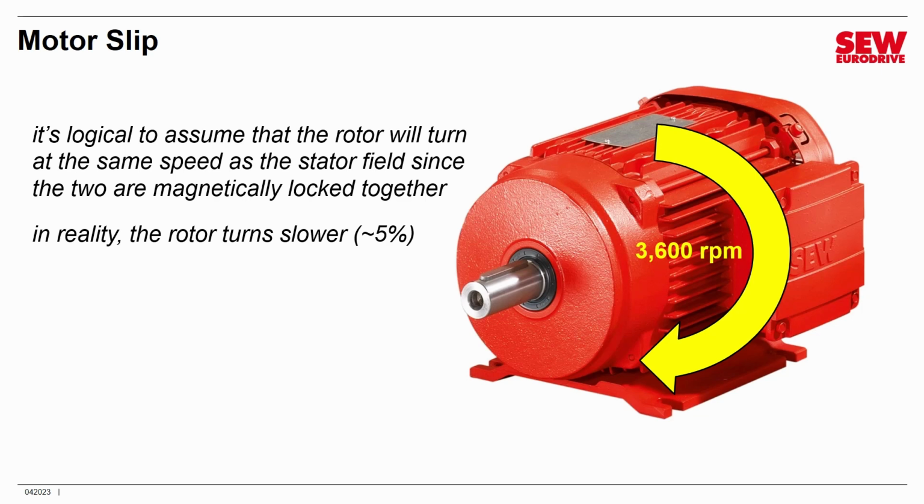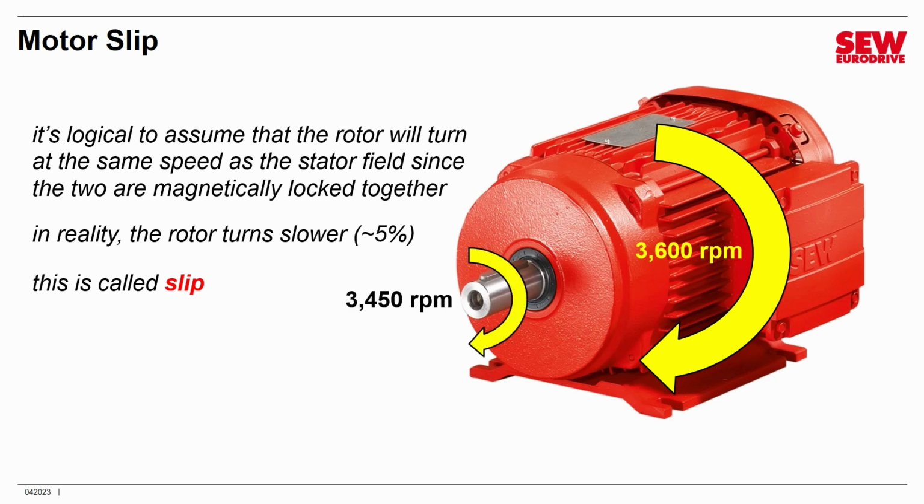Now you may wonder, well, why is that true? Well, it's because if the two fields were perfectly locked together and moving at the same speed, the motor could not develop any torque. There has to be that slight difference in speed to develop torque. There's a name for this, and here's another important red term. We call it slip. So all AC induction motors have slip. Their shaft turns about 5% slower than the magnetic field is turning.